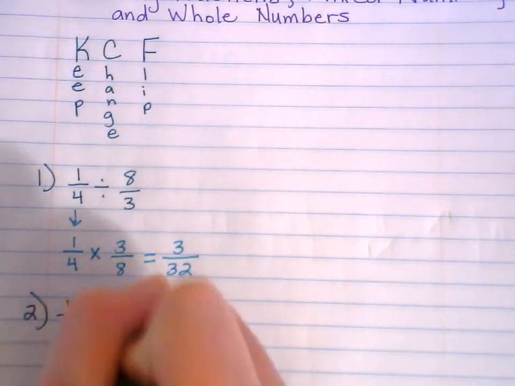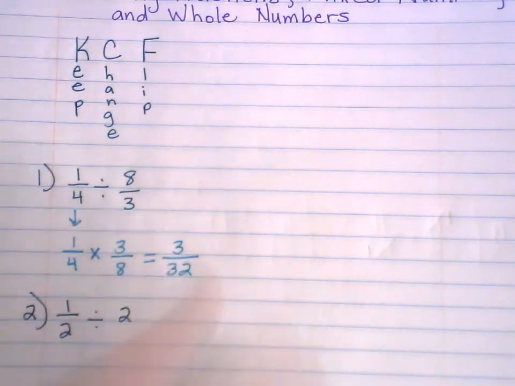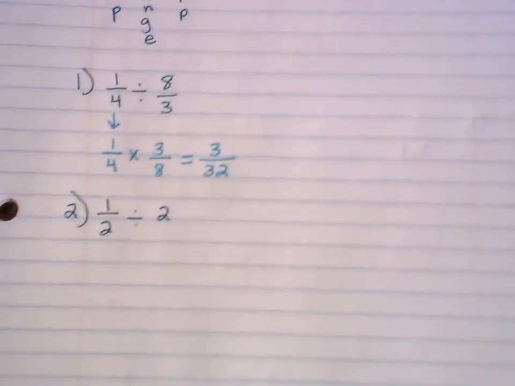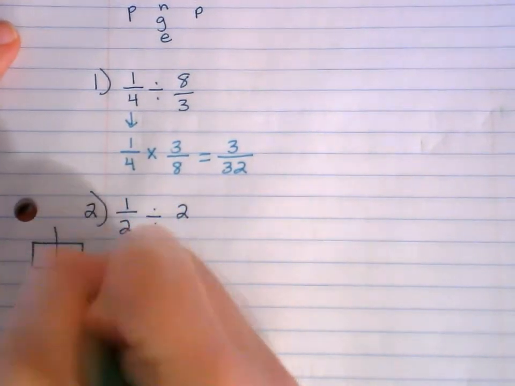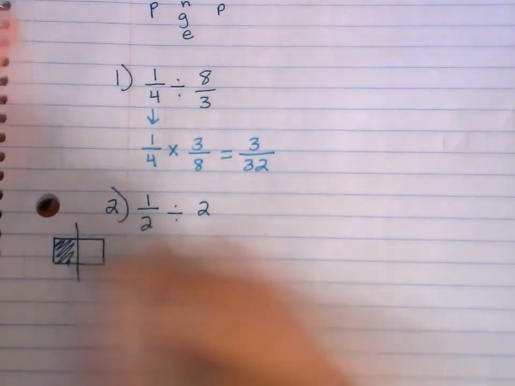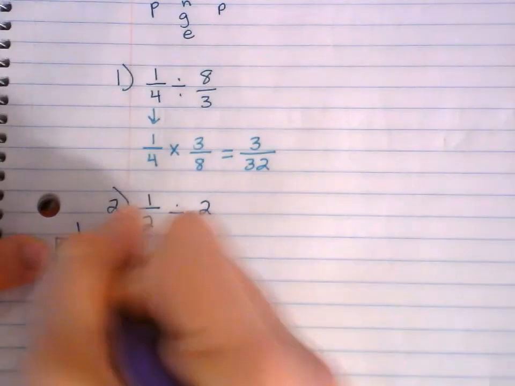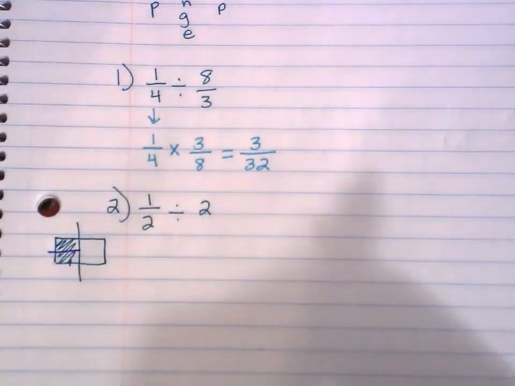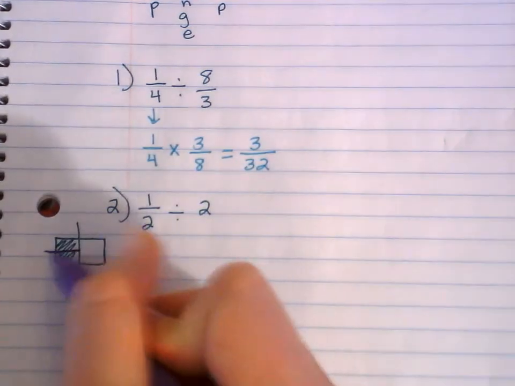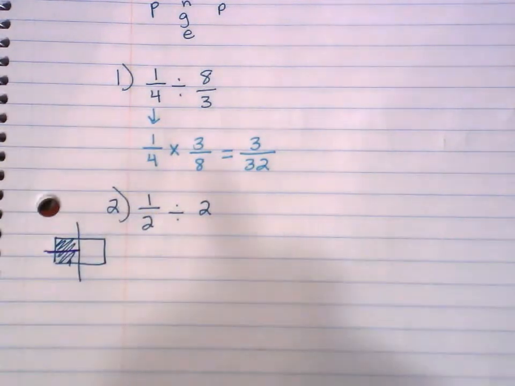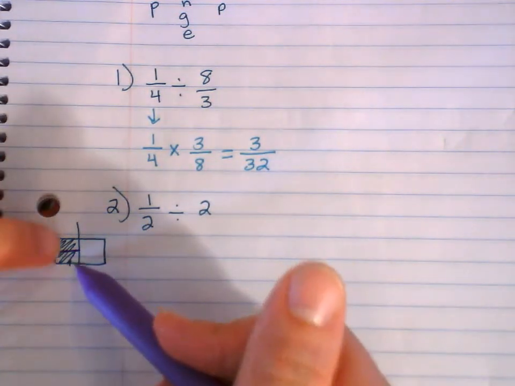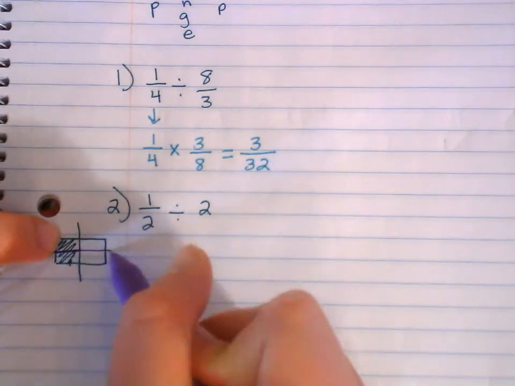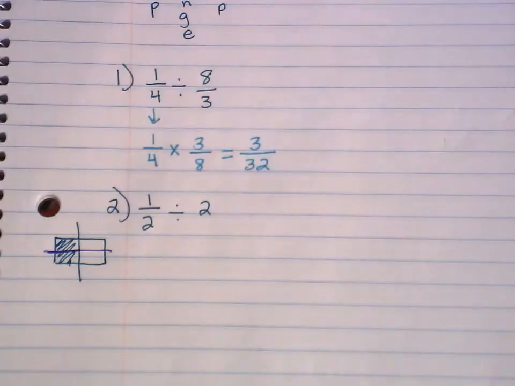1/2 divided by 2. Okay, well, if we do that visually, 1/2, so let's break this into half. So we have half, and we need to break this half into 2 pieces. Okay, so 1/2 divided by 2. So if I divided this into 2, then each person gets 1/4. So let's check it.